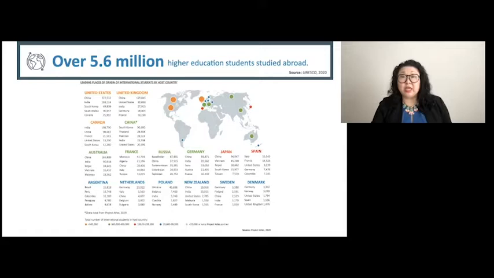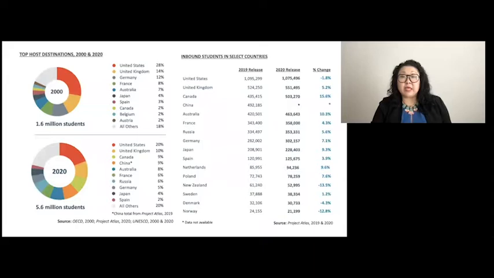So the first graphic in this next slide shows the differences between 2000 and 2020 in host destinations. In 20 years, we've seen an increase of 4 million more students studying abroad, and we can see some changes in the host destinations, such as China emerging as the fourth most popular destination, despite not even being listed 20 years prior. On the second graphic, we can see the change in host destinations in just 1 year.